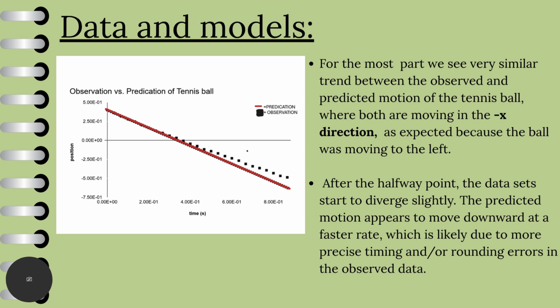Now, when we compare these two, the observed and the predicted data, we can see that they're pretty much similar until about halfway, where the predicted moves a little bit faster or is shown a little bit steeper. This can probably be due to imprecise timing or rounding errors. But for the most part, it's just moving in the negative x direction because the ball was moving to the left.